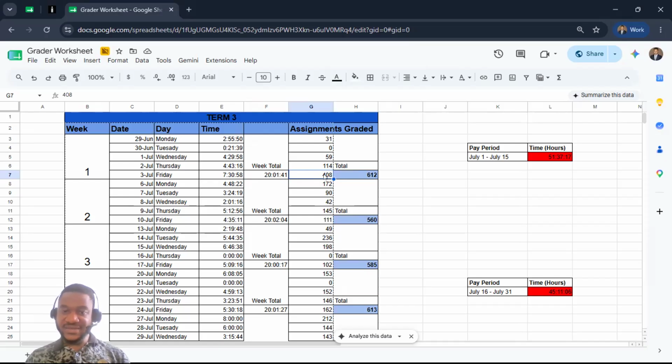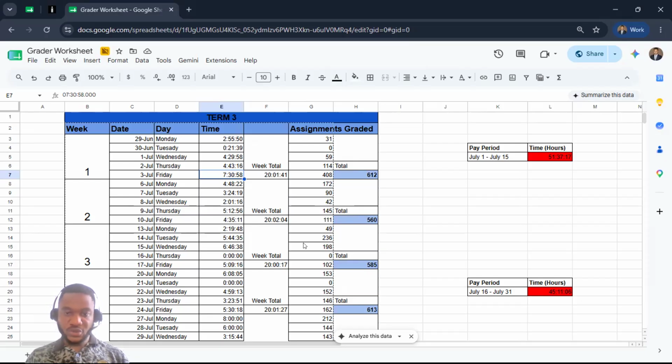So I just added the assignments I graded on Friday and Saturday, which gave me 408. That's why I put 408 here, because there is no column for Saturday. I did the same thing for the time, adding Friday and Saturday. So that's why I have 7 hours, 30 minutes, and 58 seconds. So this is how it works.